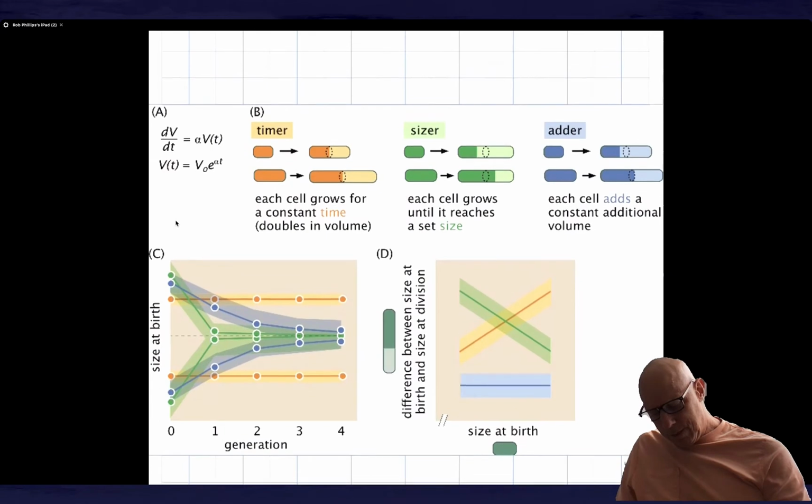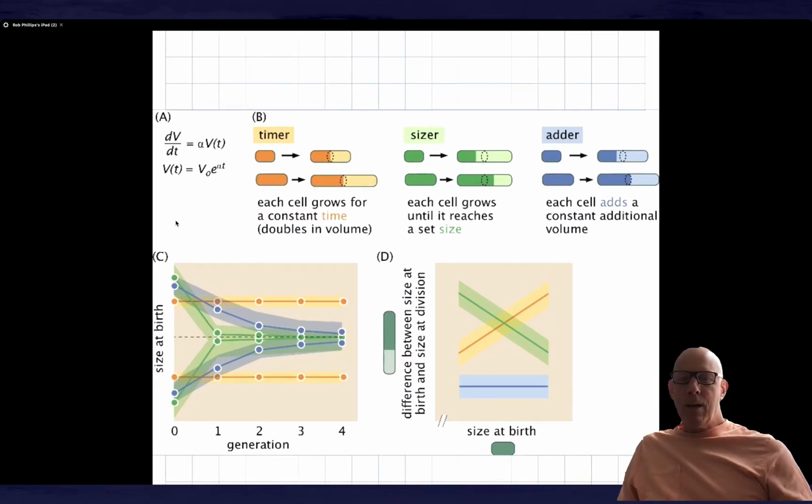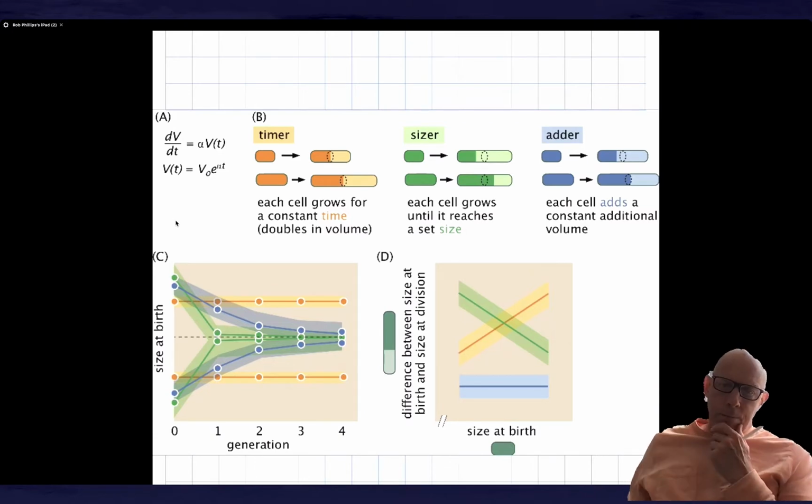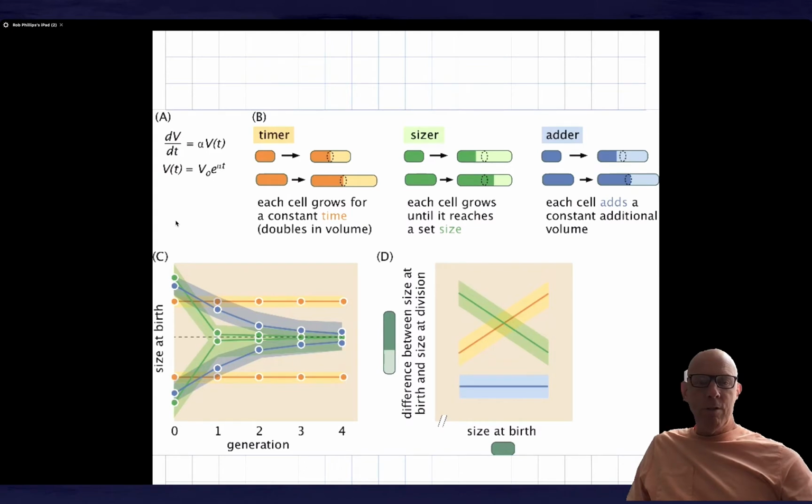So we're going to talk about three categories of models that have these kinds of pithy names. There's the timer model. In the timer model, each cell grows for a constant time, and then it doubles in volume, basically, and that leads to a mechanism of cell size control, although we'll have to see what the implications of such a model are. The sizer model is the idea that the cell grows until it reaches some critical size for cell division, and then it divides. And that's actually what I just showed you in the case of yeast.